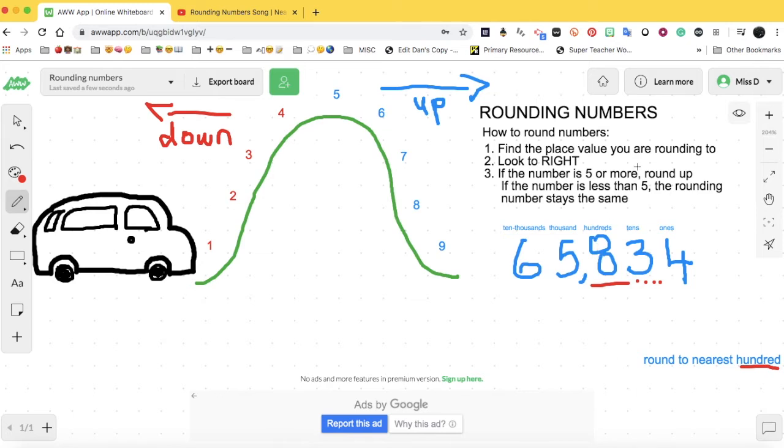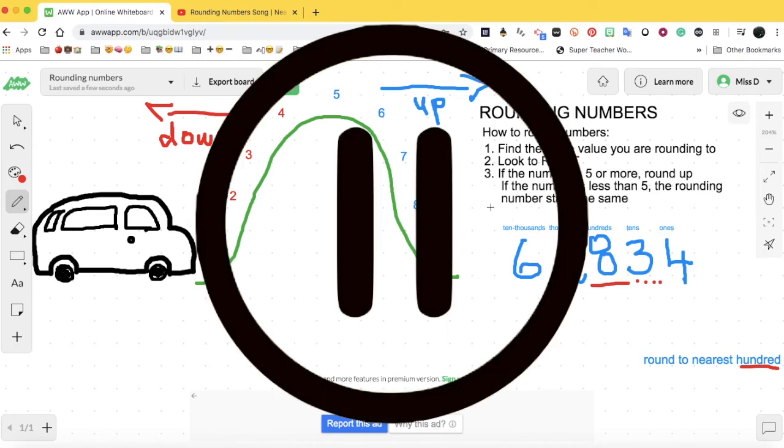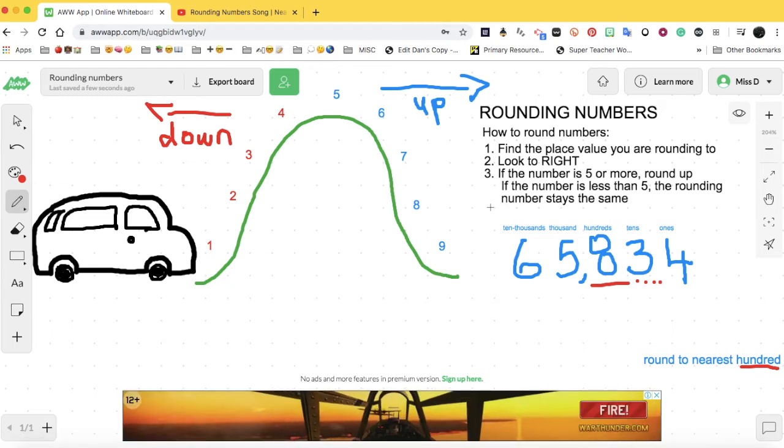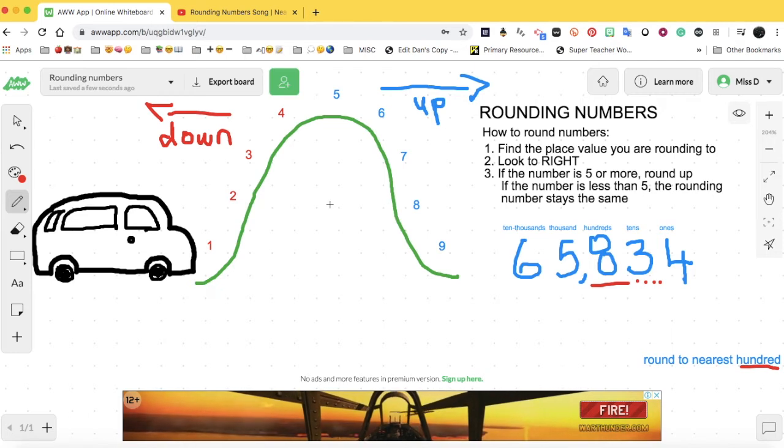Now, what is the rule for rounding numbers? How do we know whether or not we round it up or down? Here's a hint. Read number 3. I'm going to pause the video and read me that number 3. Okay, so if it's 5 or more, round up. If the number is less than 5, then the rounding number, which is my 8, stays the same. So if it's a 3, am I rounding up or am I going to keep my 8 the same? We're going to keep it the same.